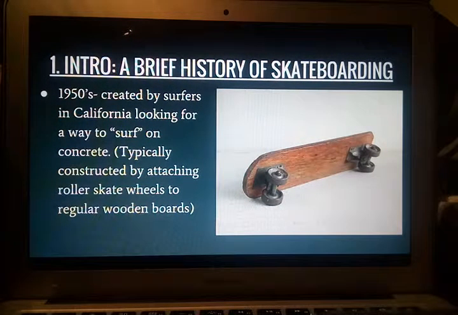So the brief history of skateboarding begins in 1950 when California surfers looked for a way to bring surfing to the streets. Typically this was constructed by attaching roller skate wheels to just regular wooden boards. They created this to compensate for the times when surfing was not possible and the tides were not adequate for surfing. So this brought surfing to the streets.